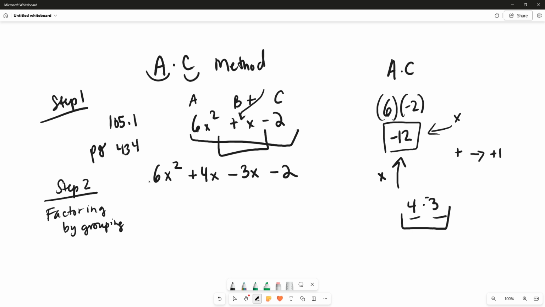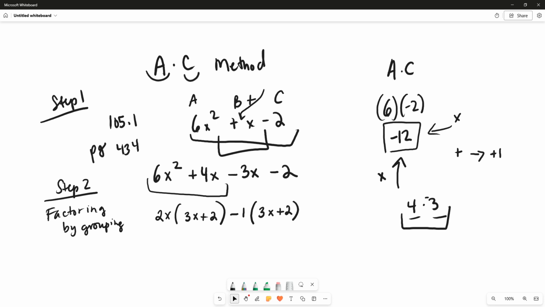Okay, so we're going to look at our two first terms, and we're going to see what they have in common. They have a 2 in common and an x in common, right? 2 can go into 6 and 4. So we can divide 6x squared and 4x by 2, and we can also take out an x. That's going to leave us 2 goes into 6 3 times, and we pull out that x, just like that. And then in the second grouping, if we pull out a negative 1, then we get 3x plus 2.